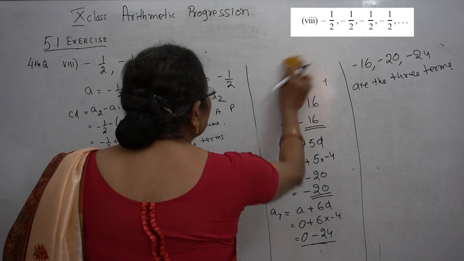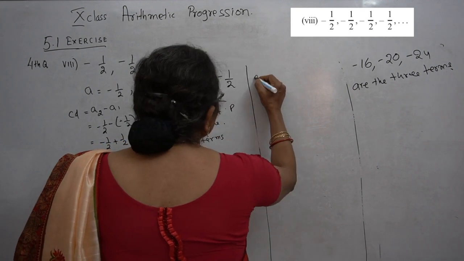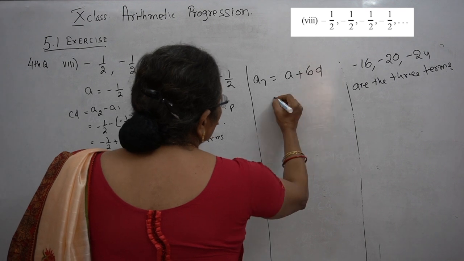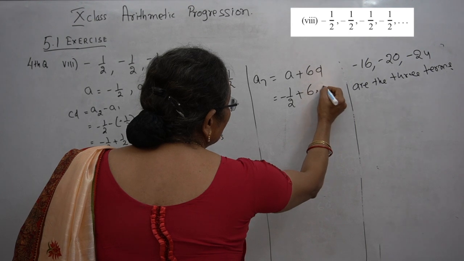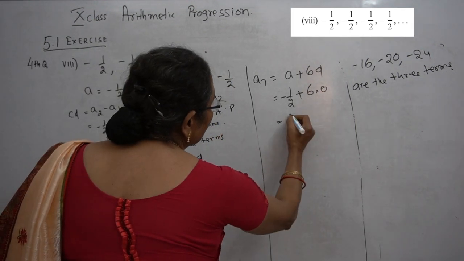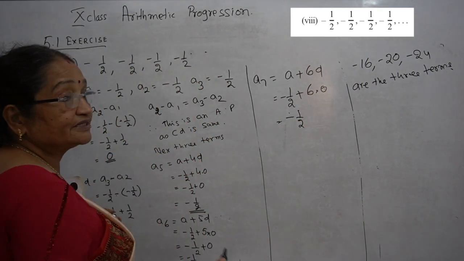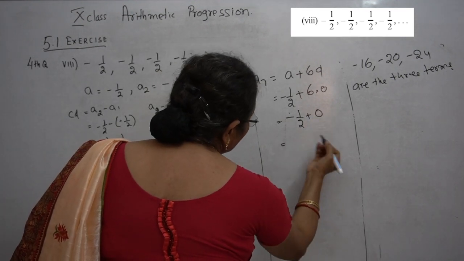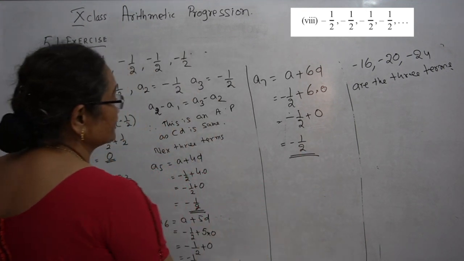Now let's do the 7th term. A7 equals A plus 6D. So A is minus half, plus 6 into D. The common difference D is 0, so we put that 0. Now minus half, 6 into 0 is 0, plus 0. Minus half plus 0, whatever it may be, it comes minus half. So all the terms we have got.